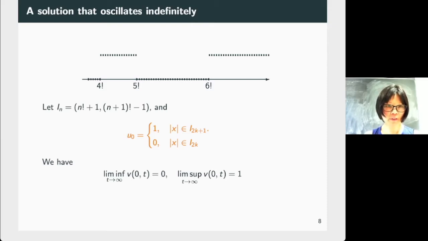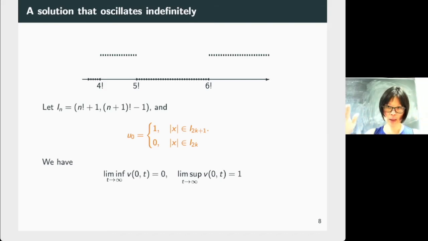Now we have that the lim inf of v(0,t) equals 0 and the lim sup of v(0,t) equals 1. So at the origin, if you take the average over larger and larger balls, it's not going to converge to a limit, because it's going to be 0 for a long while, and then 1 for quite a long while. So the average then goes up to 1.